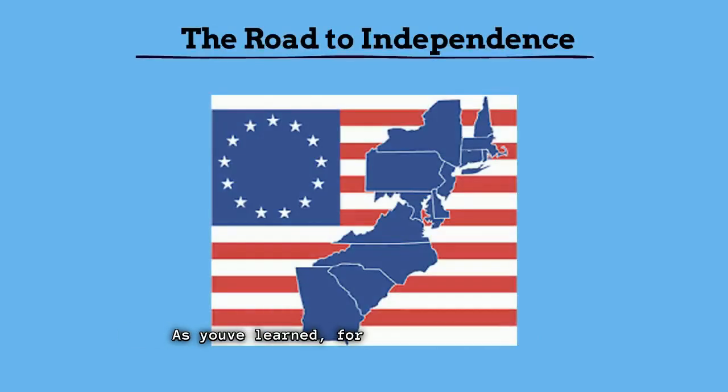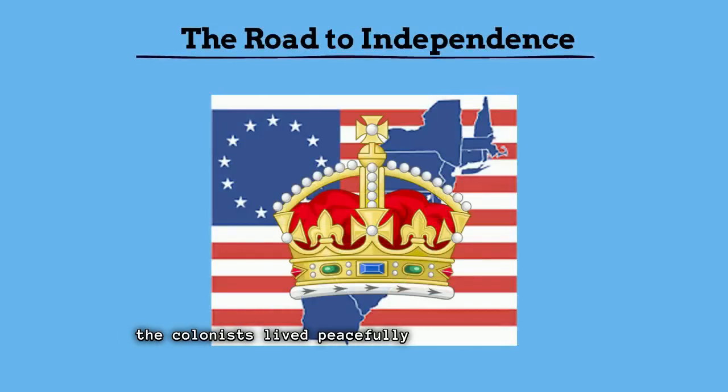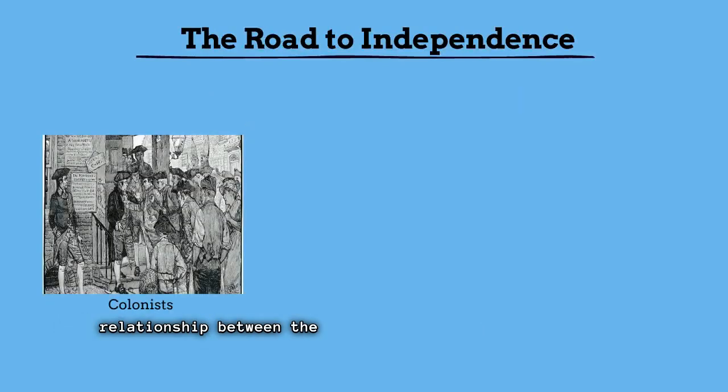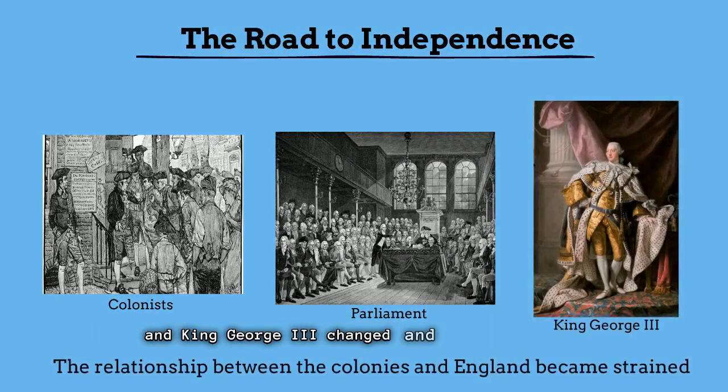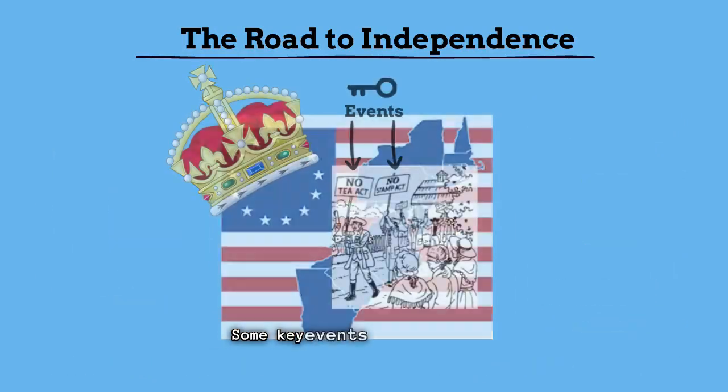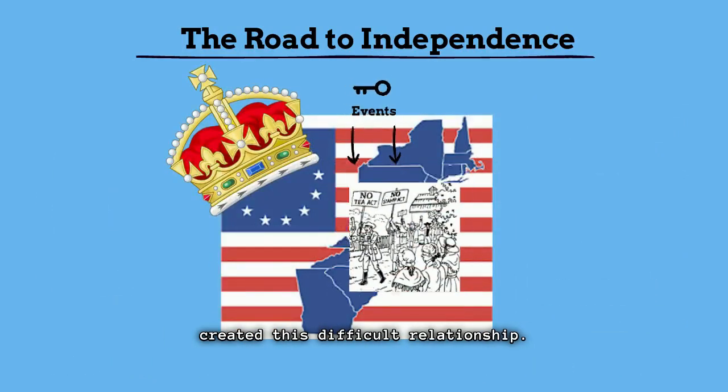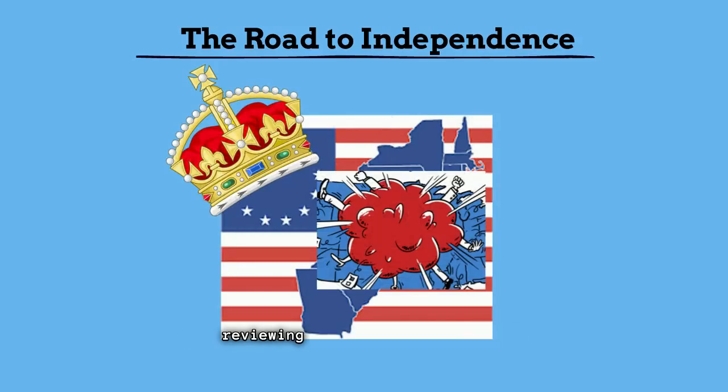Now, as you've learned, for more than 150 years, the colonists lived peacefully under English rule. It wasn't until the mid-1700s that the relationship between the colonists, the English or British Parliament, and King George III changed and became strained. Some key events occurred that created this difficult relationship. Let's spend a couple minutes reviewing some of those events.